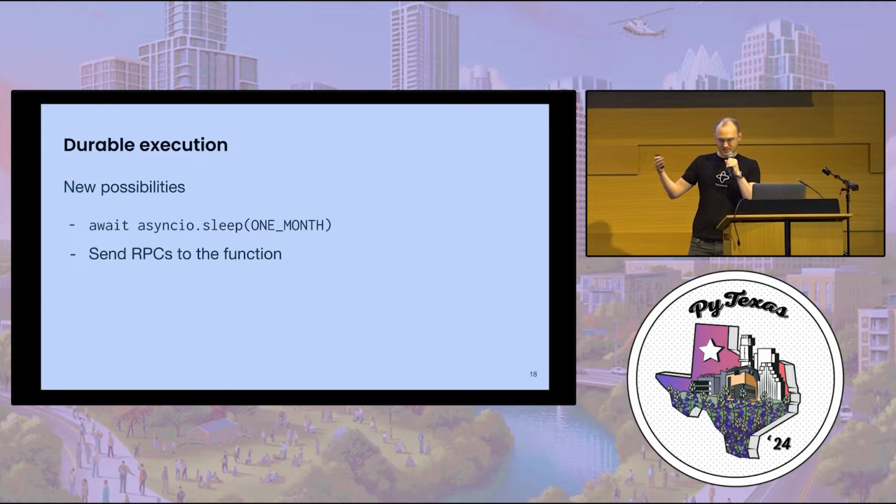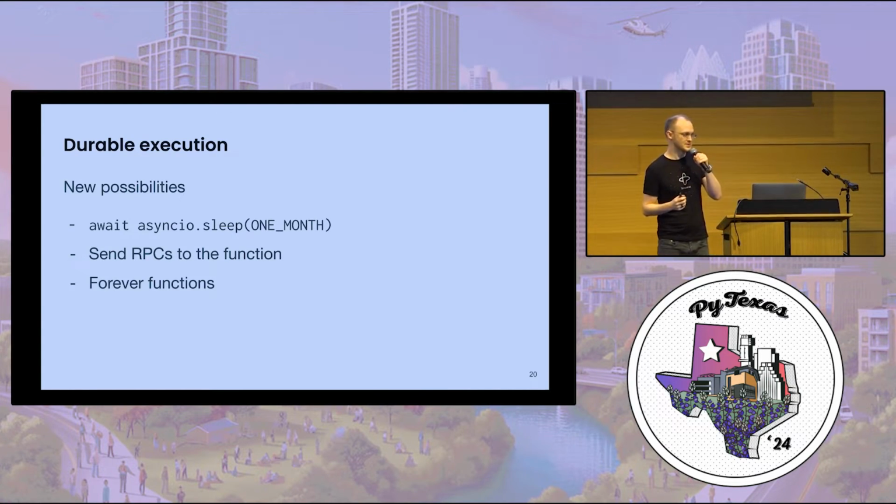Once I have these functions in production that are running for very long periods of time, I might want to be able to send them RPCs. I might want to tell them, hey, do something different or do something new now. And I might want to get their state, like, hey, what's the current state of your function? So you can send RPCs to durable code executions.